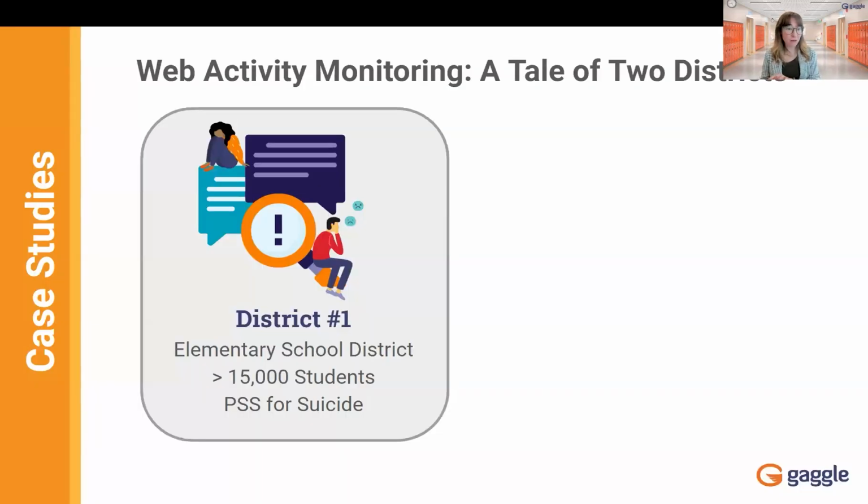So I'd love to share a couple real life examples that highlight the urgency and the impact of our web activity monitoring system. These cases show just how critical timely alerts can be in protecting our students. So first, let's talk about an elementary school district that had about 15,000 students. One day, a student who was not previously on anyone's radar made a series of alarming searches related to suicide on a school device. Our web activity monitoring flagged this as a possible student situation for suicide.